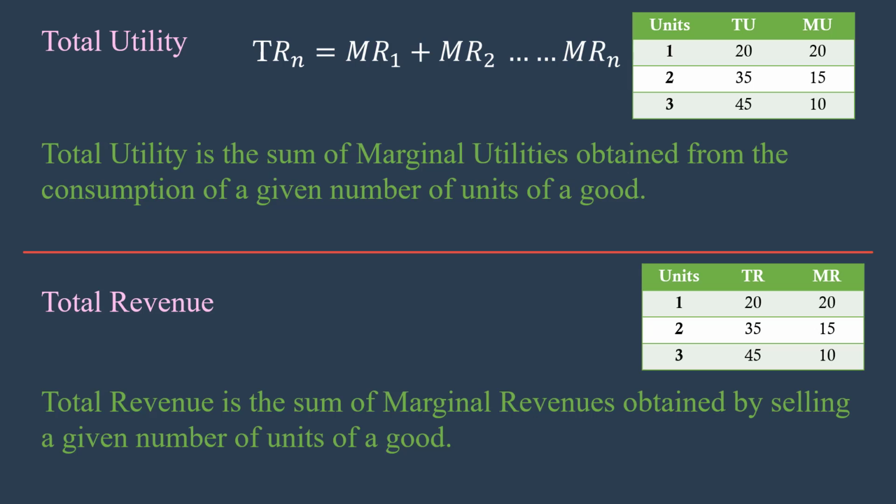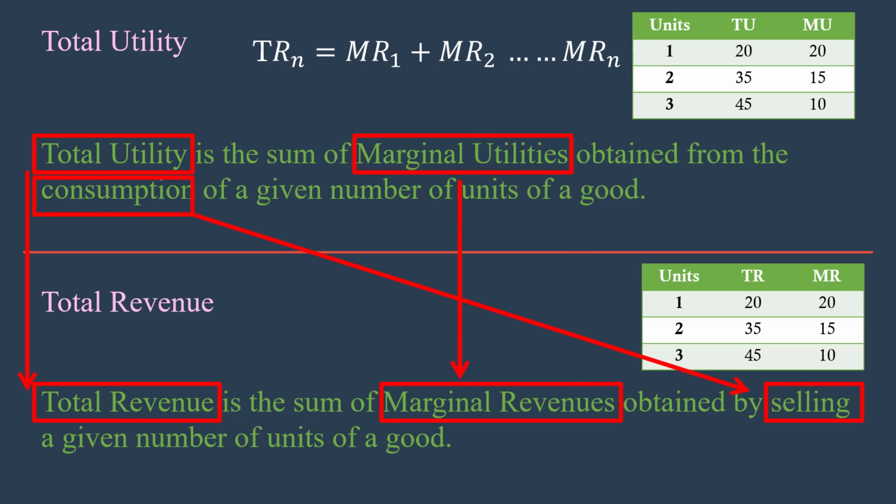Finally, let us define total revenue. Total utility is the sum of marginal utilities obtained from the consumption of a given number of units of a good. Total revenue is the sum of marginal revenues obtained by selling a given number of units of a good. In making this definition, we replaced total utility with total revenue, marginal utilities with marginal revenues, and consumption with selling. This is how the same style and wording help us to deduce one definition from another definition.